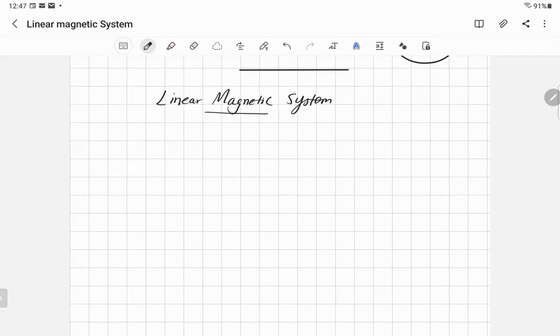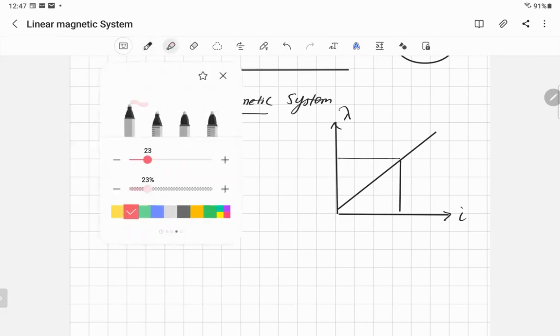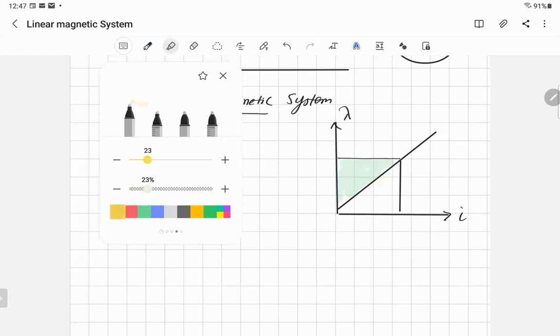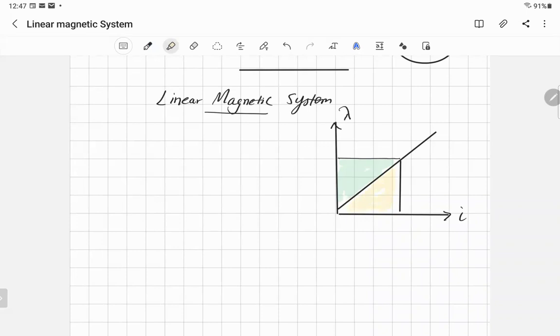In the linear magnetic system, we assume the relationship is linear. So let me just sketch. That's the current, and that's the flux linkage, and we'll say that's linear. All right. And in this case, if you want to find the stored energy and the coenergy, that would be the WF, and that would be the coenergy. That's WF and that's WF'. And this is a certain value of current, that's a certain value of lambda.